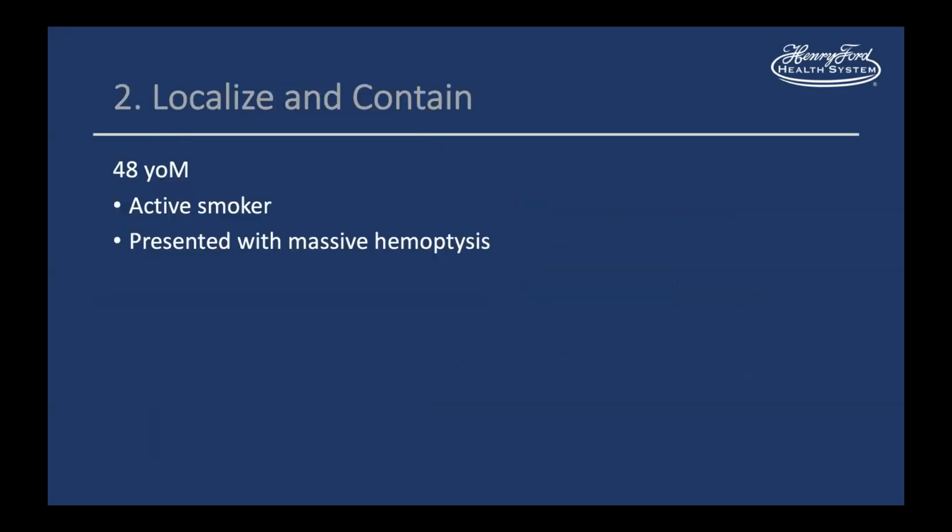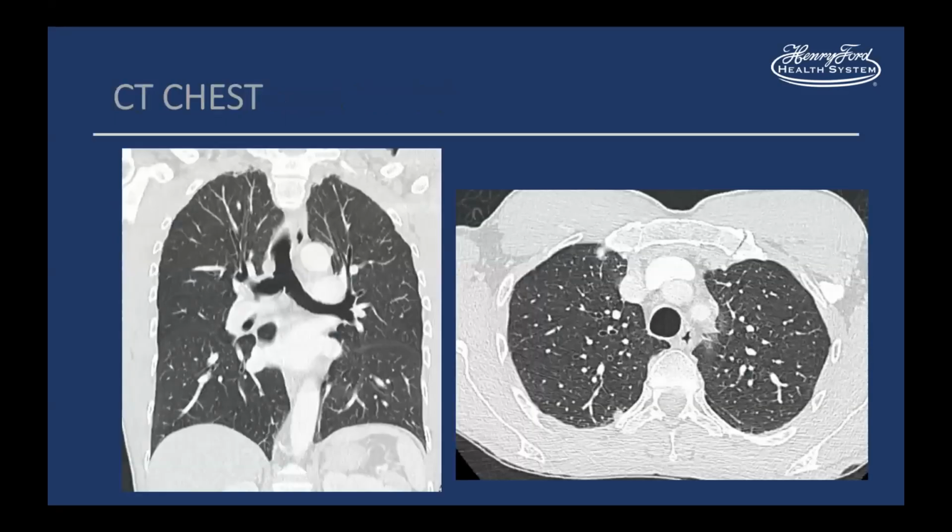After you secure the airway, the next step would be to localize and contain. So here we have a 48-year-old gentleman, active smoker. He comes in with massive hemoptysis with this CT of his chest. You can see here his parenchyma looks okay. His airways look okay. There's nothing grossly abnormal here.